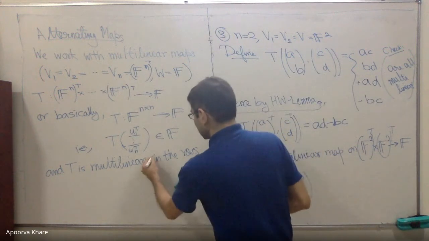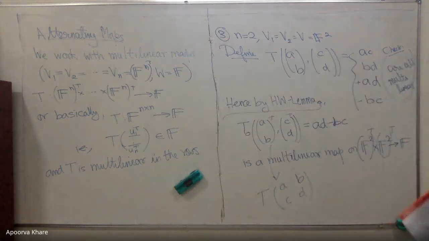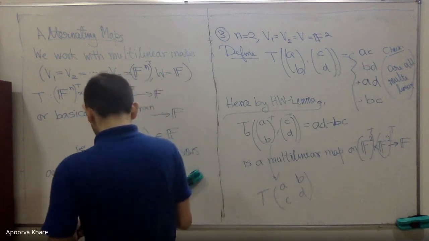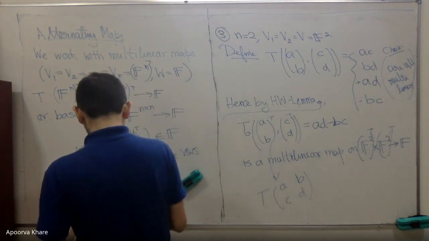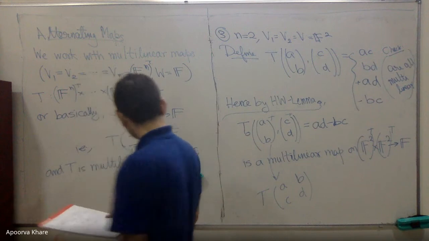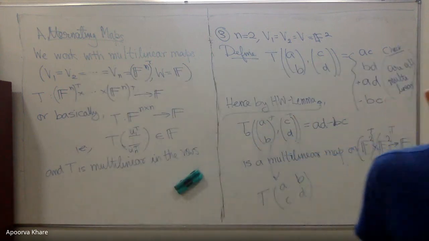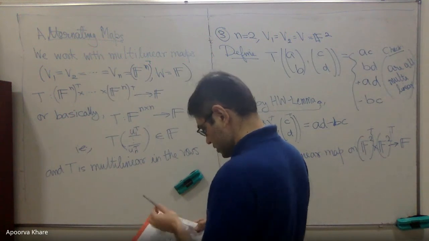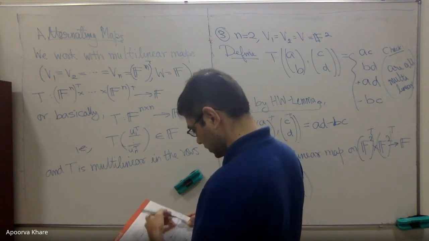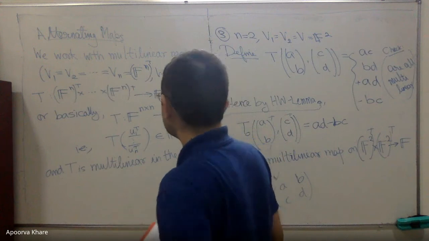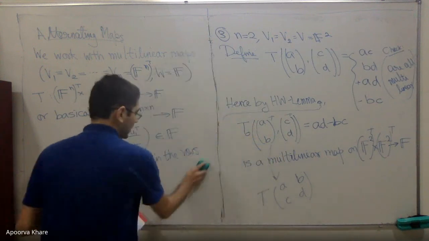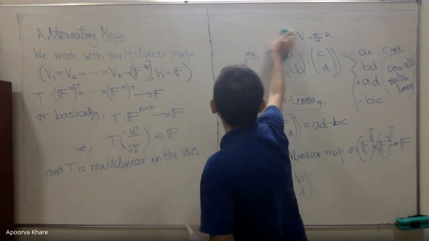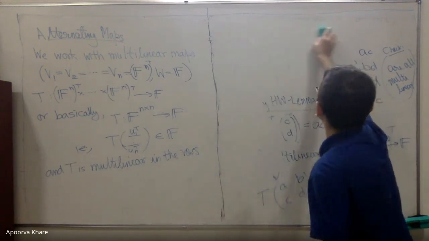Okay, so this is the setting. Fine. So this is where we start. So now let me define an alternating map. Or maybe I should just make sure to define multilinearity just to be safe, but you already know what this means. So T is multilinear in the rows, i.e., this is like a reminder of last time what multilinearity meant.